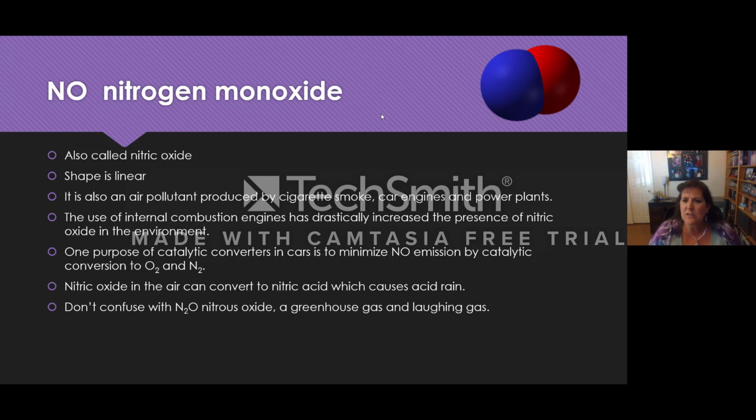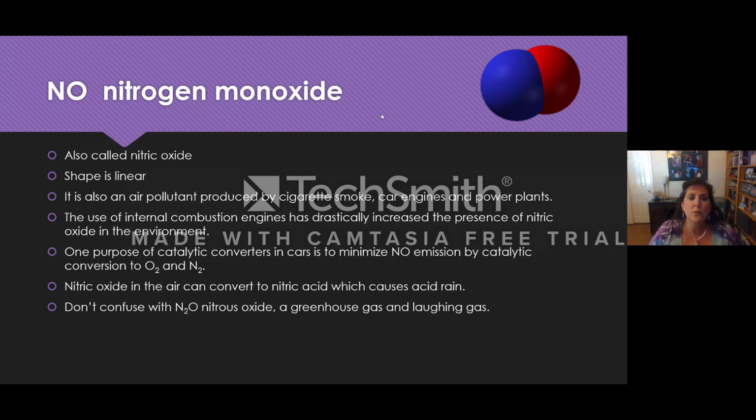NO is also an air pollutant. It's produced by cigarette smoke, car engines, and again the coal and oil and natural gas power plants. The use of the internal combustion engine has increased the presence of nitric oxide in the environment. One purpose of a catalytic converter is to minimize the nitrogen monoxide emissions by converting it back to oxygen and nitrogen element gases. So nitrogen monoxide in the air can convert to nitric acid, which causes acid rain.